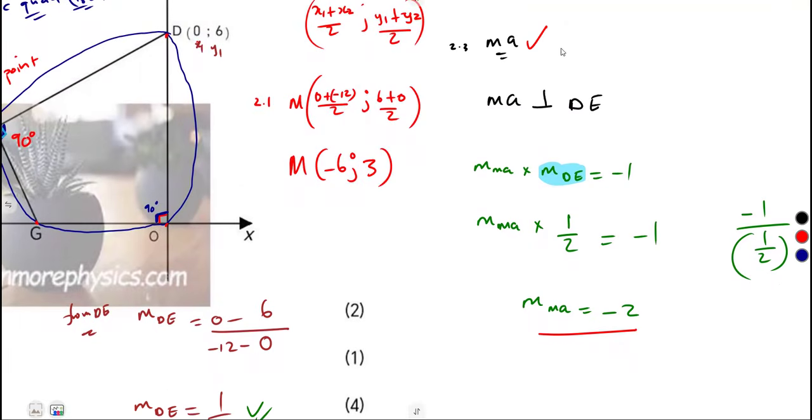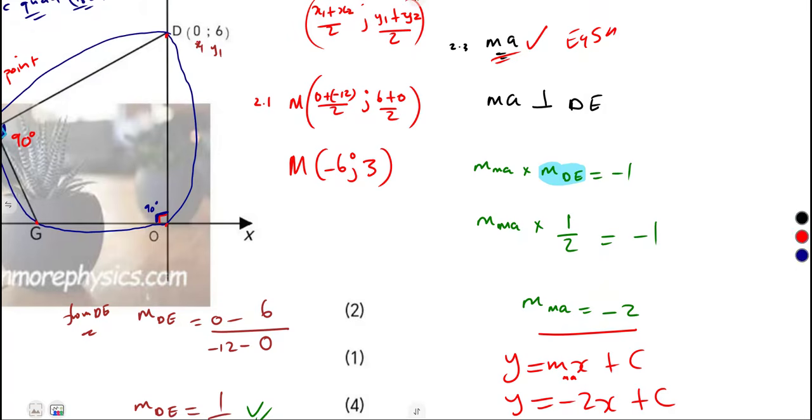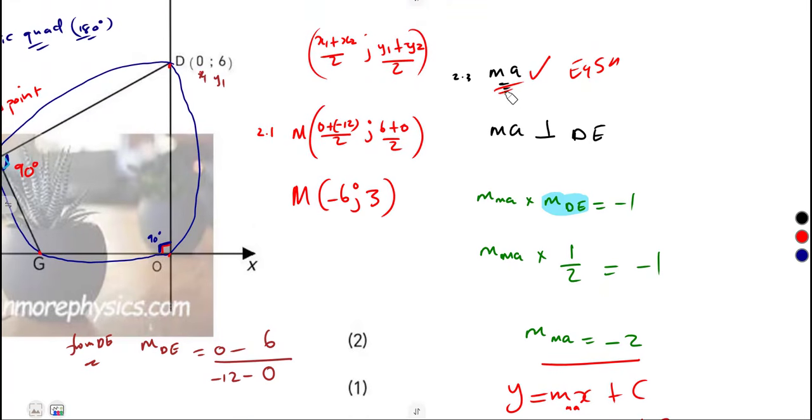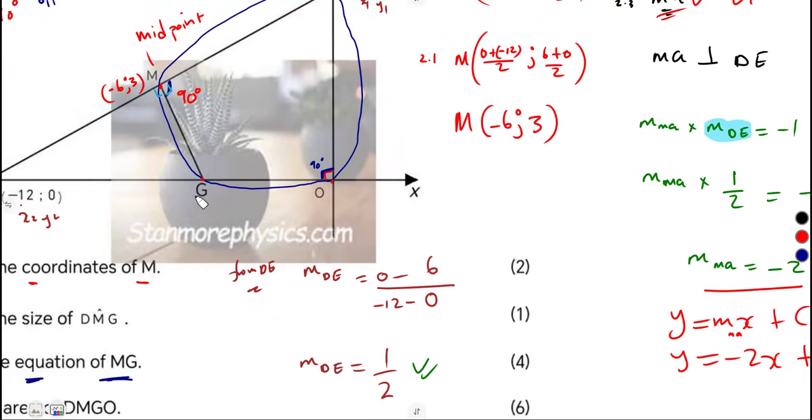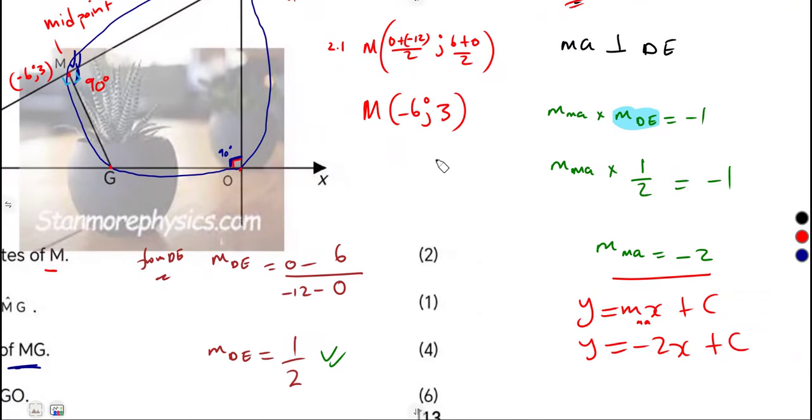Remember, we're focusing on finding the equation of the line MG. So therefore, y is equal to mx plus c, where m is the gradient of the line MG, which is -2. So that's y = -2x + c. To find the value of c now, we have to use any of the points where this line passes. It passes through the points M and G. We do not have the point G, but we have the point M. So we can use that point M to find the value of c.